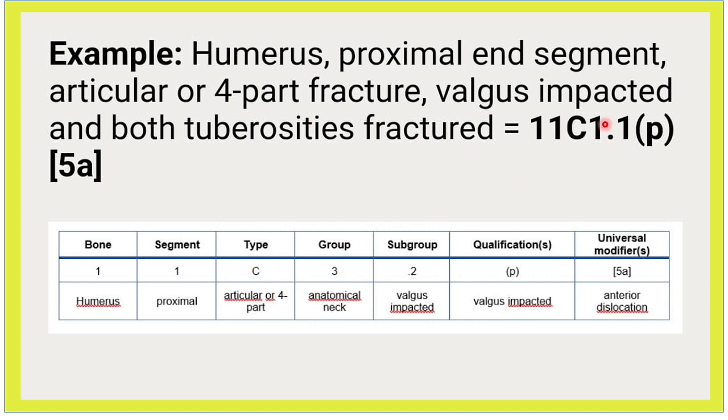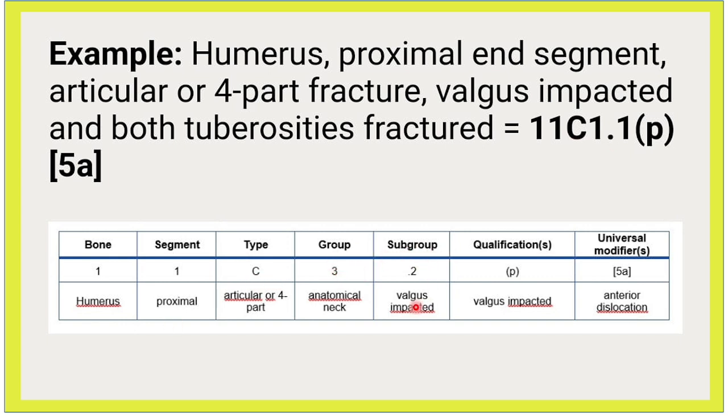And group, this is actually 1, since the fracture is only occurring in the anatomical neck. Actually, no, this will be 3 if the anatomical neck fracture is associated with a metaphyseal fracture. But since this is only an anatomical neck fracture, this will be coming under group 1. So this is C1. This is not 3. This is C1.